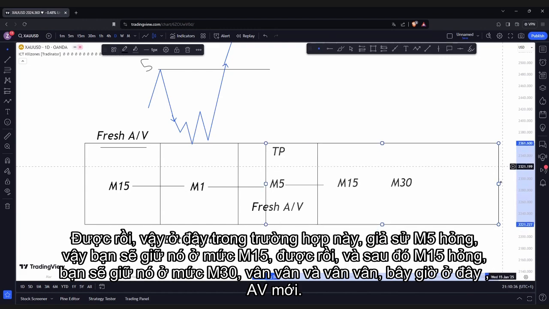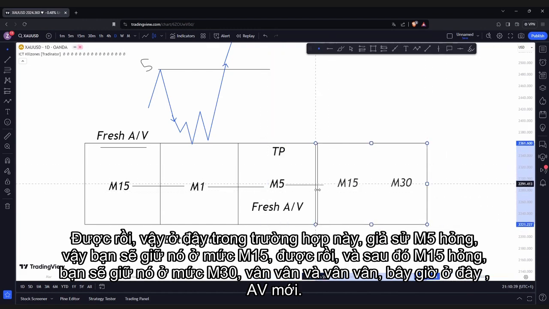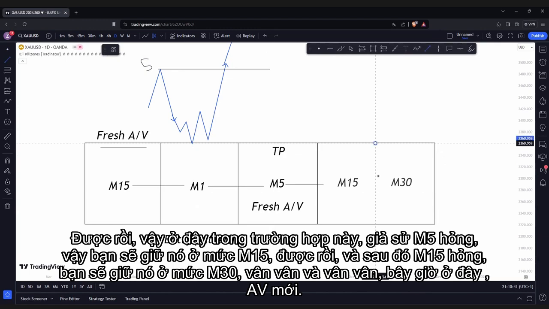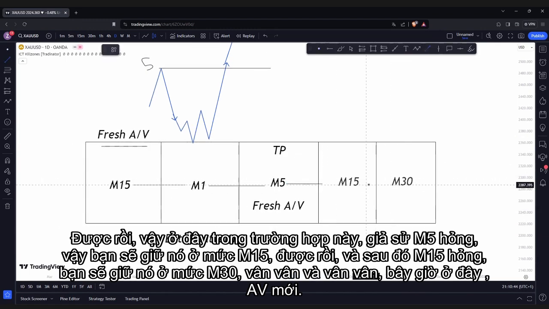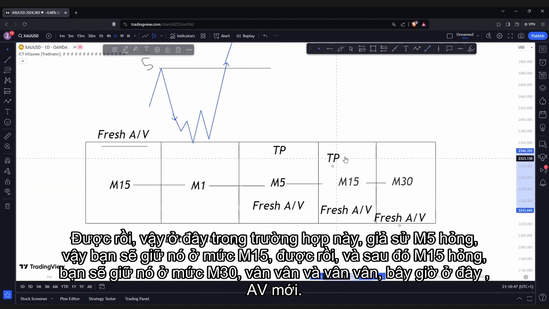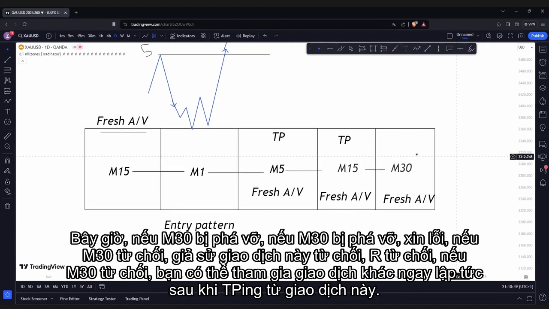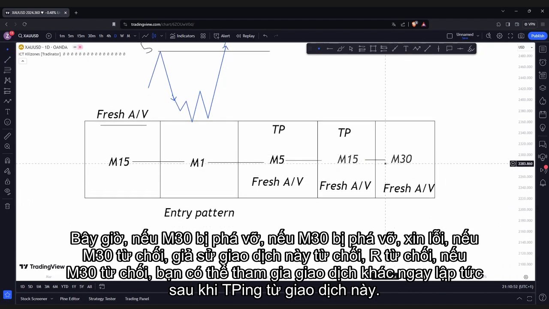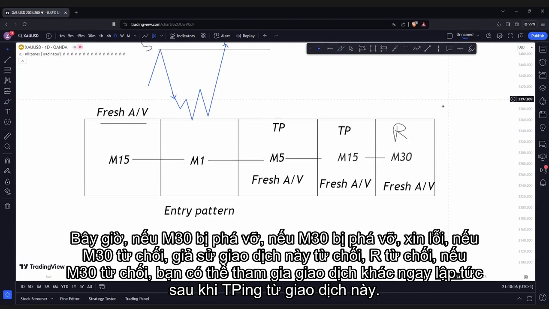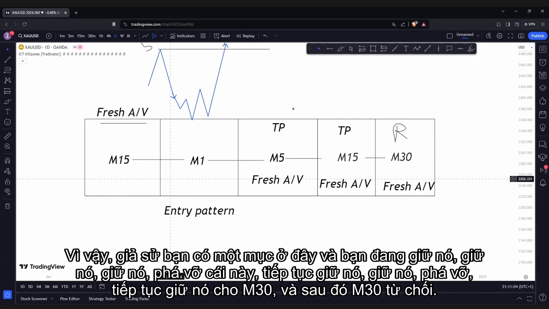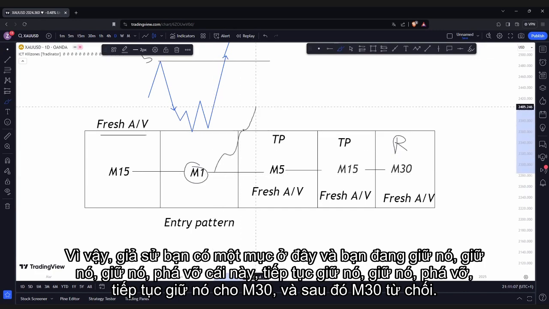Now here, breaks, fresh level. Now if M30 rejects, let's say this one rejects, if M30 rejects, you can enter on another trade instantly after TPing from this one. So let's say you have an entry here and you're holding it, breaks this, keep holding it, breaks, keep holding it to the M30, and then M30 rejects.